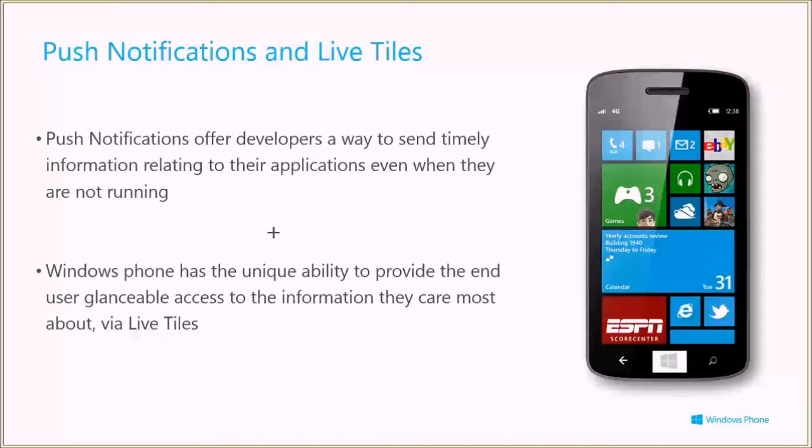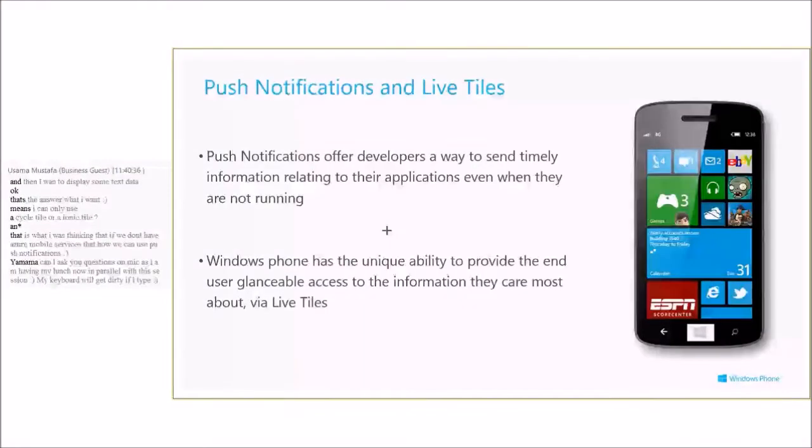Windows Phone has the unique ability to provide the end user glanceable access to the information they care most about through live tiles. Through live tiles and push notifications, you can update the user with counts as a notification, or you can even give him an update in his calendar. For example, if I get an email with a meeting from my manager, I don't have to check my email to see if this meeting is on my calendar or not. It will just pop up on my calendar right away, without me having to pull that data from the server.